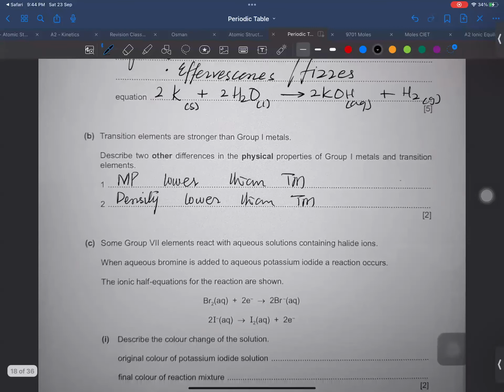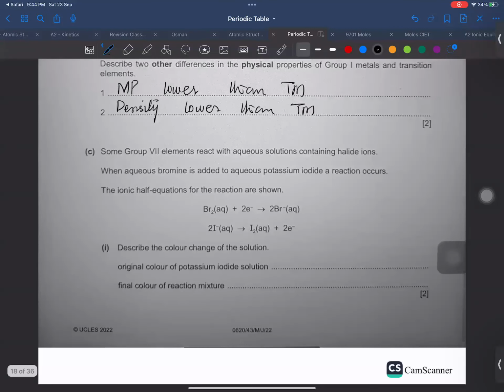This is right. Then the C part is saying that some group 7 elements react with aqueous solutions containing halide ions. The same question we were talking about in the last question. When aqueous bromine is added to aqueous potassium iodide, a reaction occurs. The half equation is given. Describe the color change of the solution. What will be the original color of potassium iodide, children? Quickly. It must be colorless. Colorless. Well done. And what about the color after the process? Brown. Aqueous iodine is always brown in color.